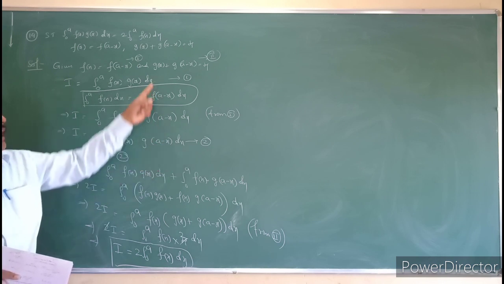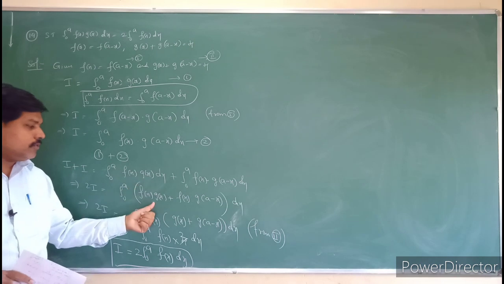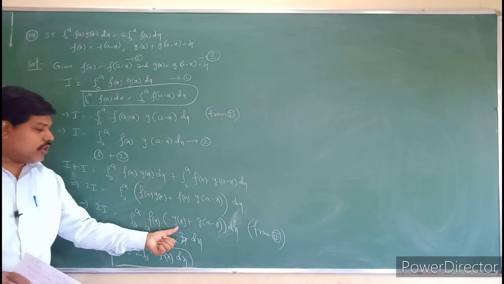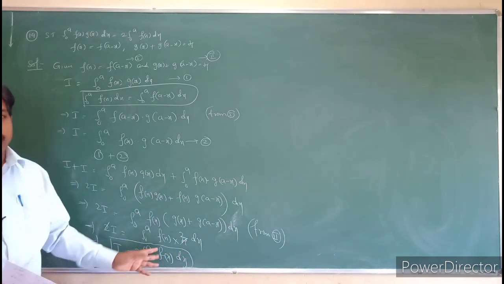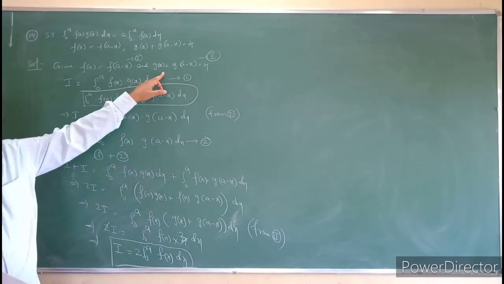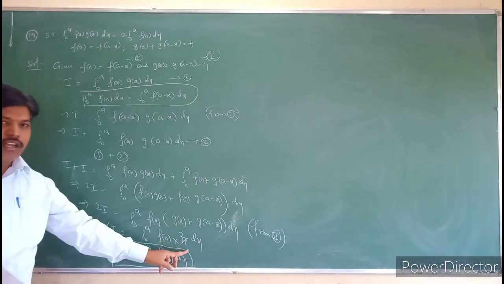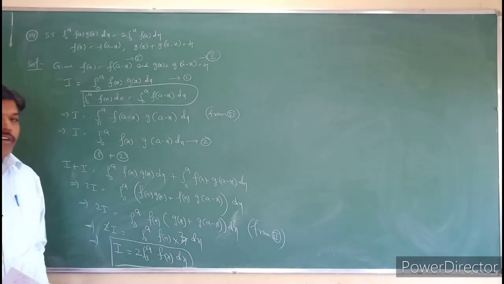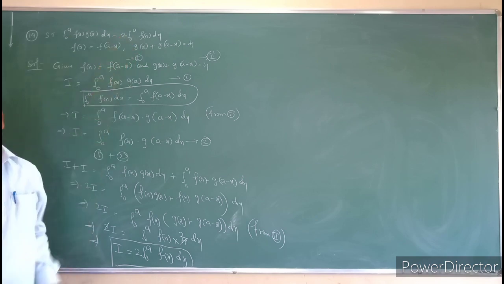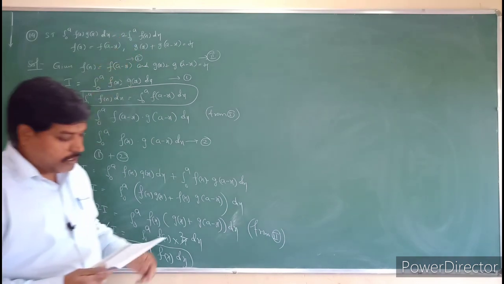Add 1 and 2. What will we get? The integral from 0 to a of f(x), taking f(x) out, times g(x) plus g(a − x). The value of g(x) plus g(a − x) is 4, from condition 2. Replace the value with 4 and cancel the 2 and 4. It becomes 2 times the integral from 0 to a of f(x) dx. That is what they are asking you to show. All understood, students? See that question and practice it.